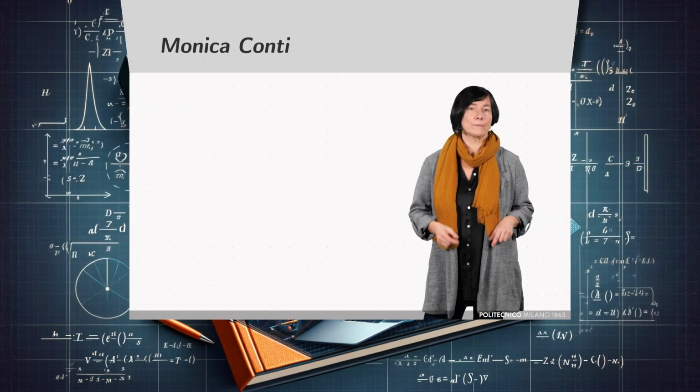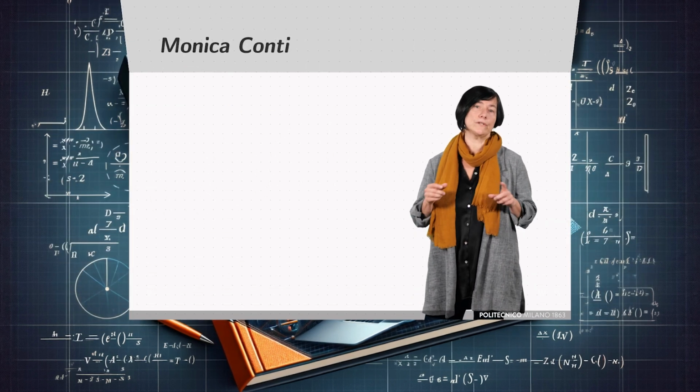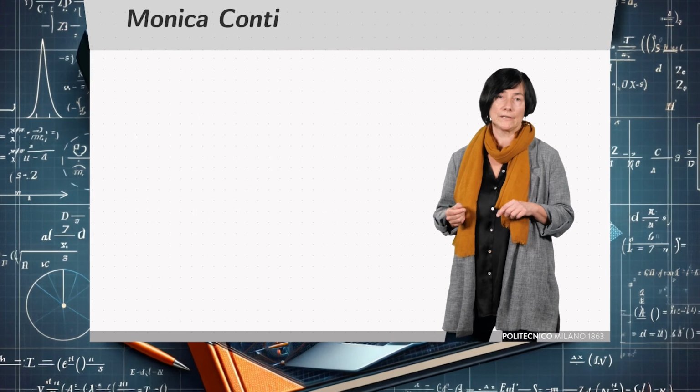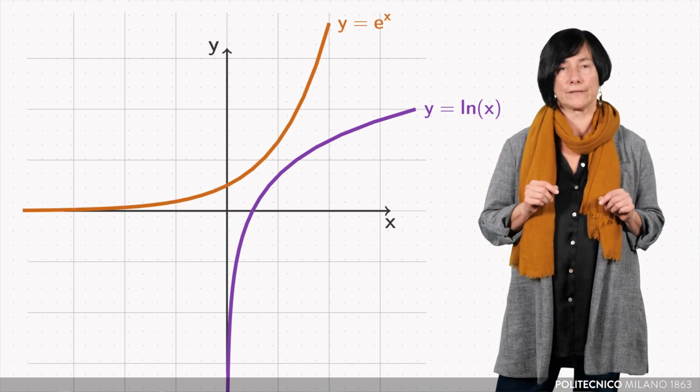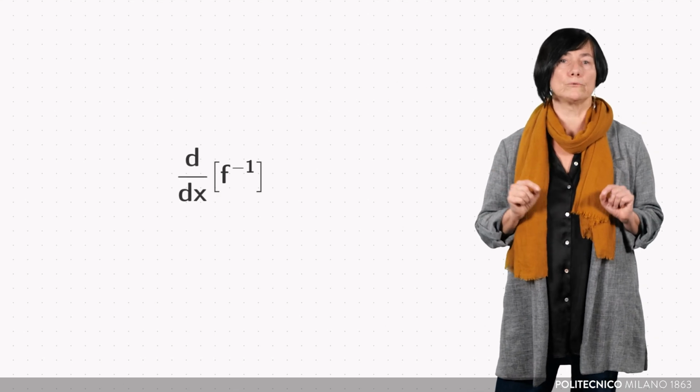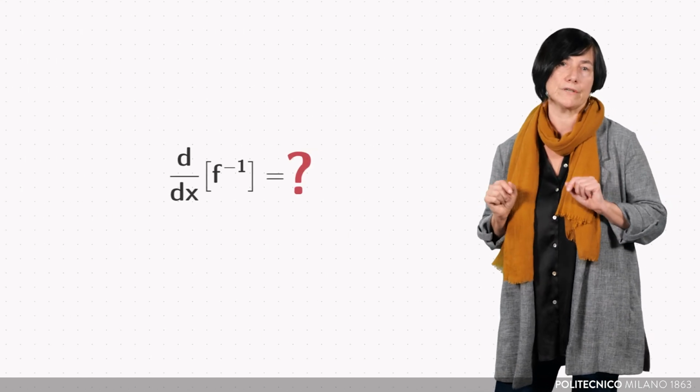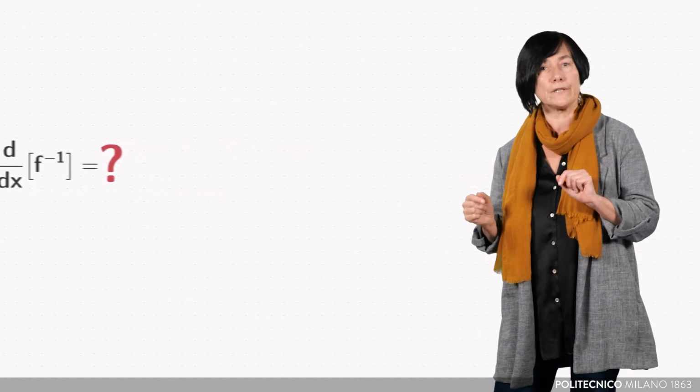In the applications, many functions arise as inverse of other functions. This is the case also for some elementary functions, such as the logarithm function, which is the inverse of the exponential. Given a function f, we denote its inverse by the symbol f^-1. The goal is looking for a rule to express the derivative of the inverse in terms of the derivative of f.